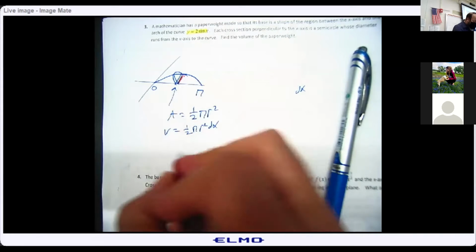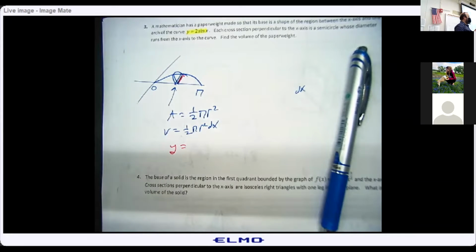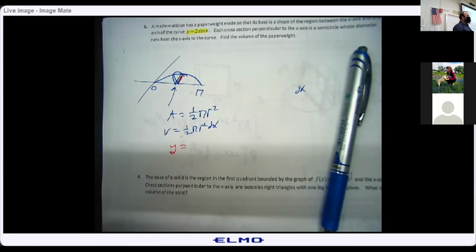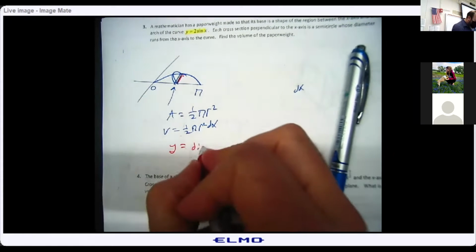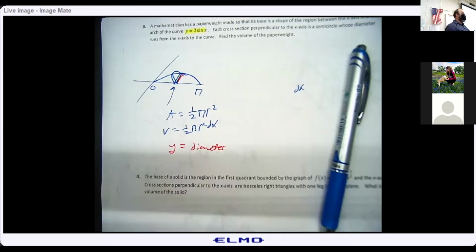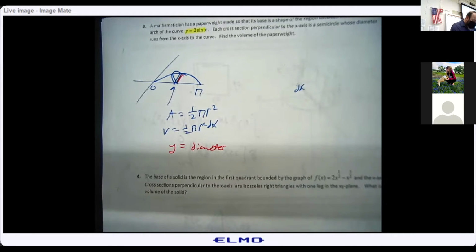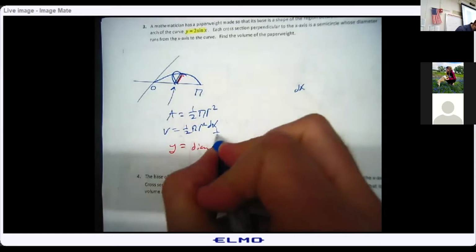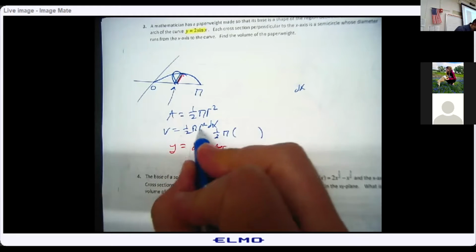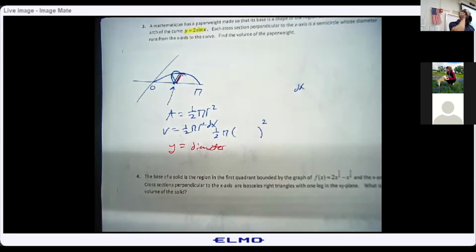But what is y? y is 2 sine x, but in terms of the circle, what is y? It's the diameter, isn't it? So y is the diameter of the circle, right? Now you don't need to write all this out. It's just, this is the thoughts that I'm going through. Since y is the diameter, how do I turn it into the radius? I need to divide it by 2. So what I would have then is 1/2 pi, and instead of writing r squared, what would I put in there?